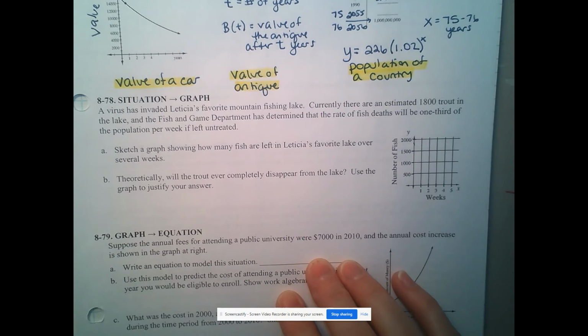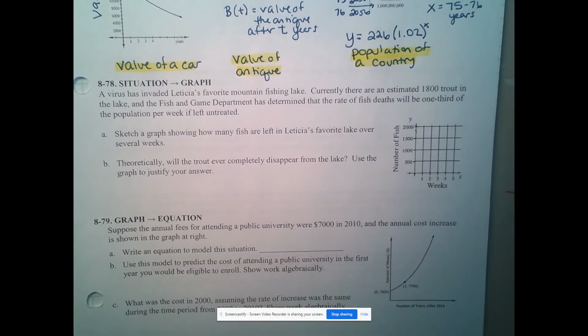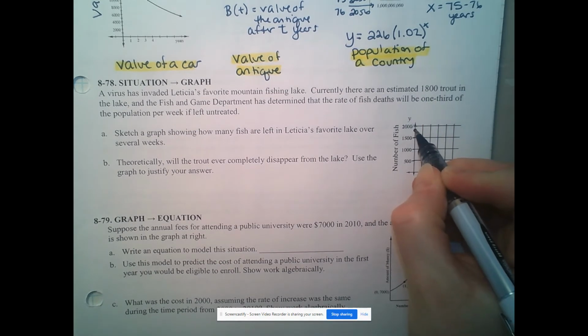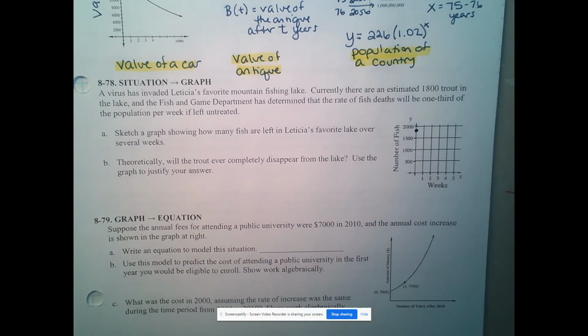All right, 878. A virus has invaded Letitia's favorite mountain fishing lake. Currently, there are an estimated 1,800 trout in the lake, and the Fish and Game Department has determined that the rate of fish deaths will be 1/3 of the population per week if left untreated. So if we started with the 1,800 up here, sketch a graph showing how many fish are left.